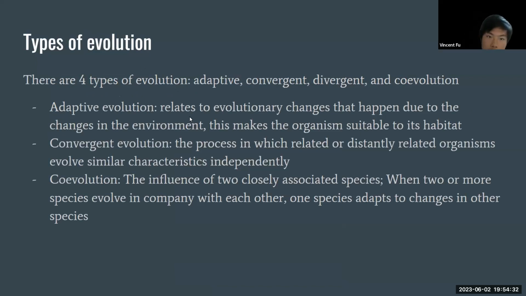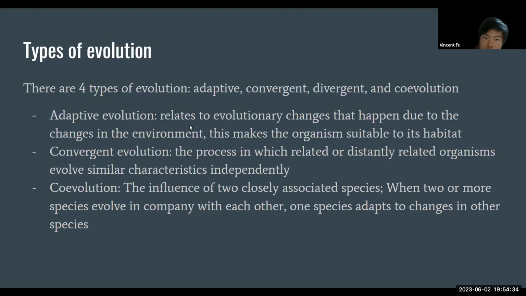Okay, there are four types of evolution: adaptive, convergent, divergent, and coevolution. Adaptive evolution relates to evolutionary changes that happen due to changes in an environment. This makes the organism suitable to its habitat. So this is when an animal or plant adapts to its environment over time so that it can survive there.